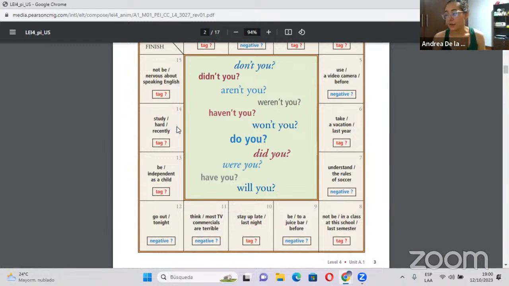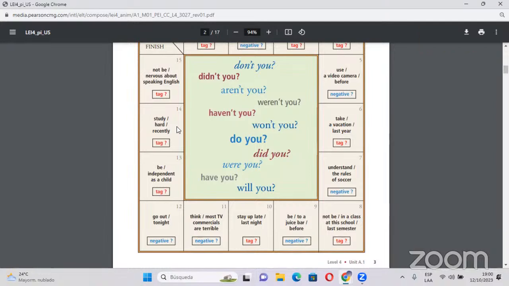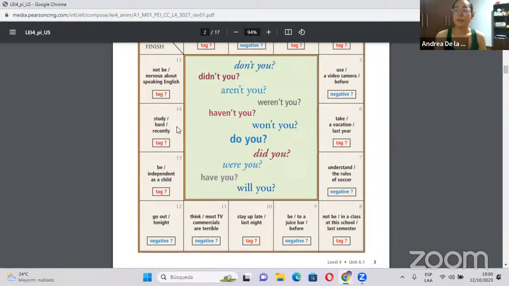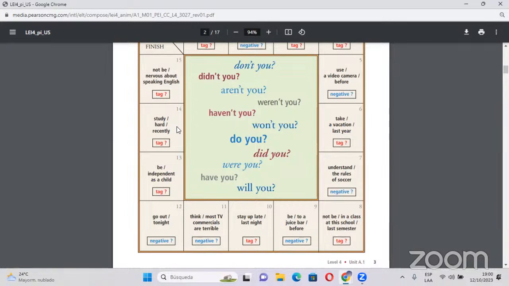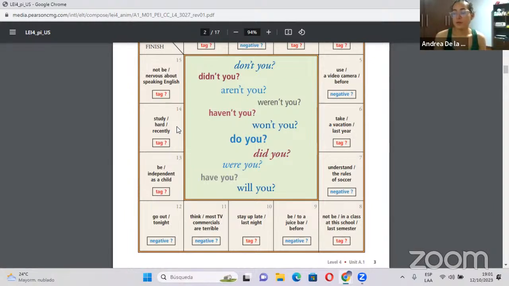And what about the next? We need a tag question, number 8. You are in a class at school last semester. No, you were in a class. You were in a class at school last semester, weren't you? Exactly, but we need a negative in the sentence, right? Because it says not be. You weren't in a class at school last semester, were you? Exactly. You were in a class at school last semester, where we have negative and affirmative in it.